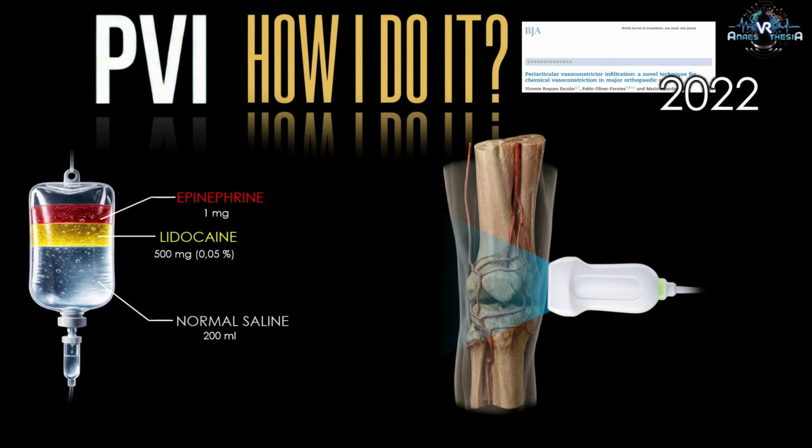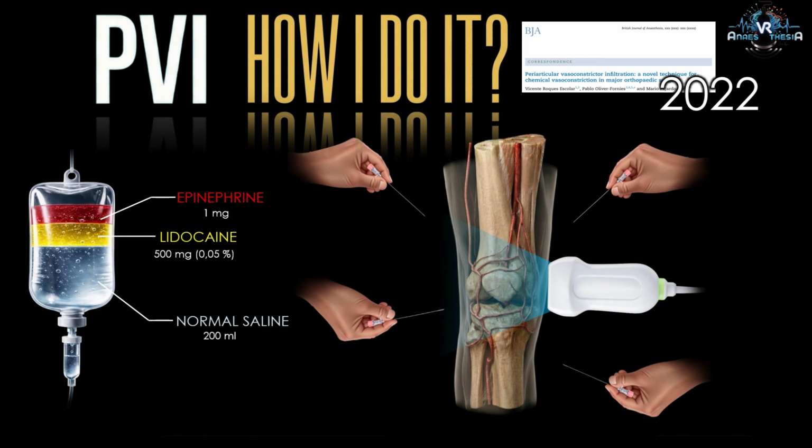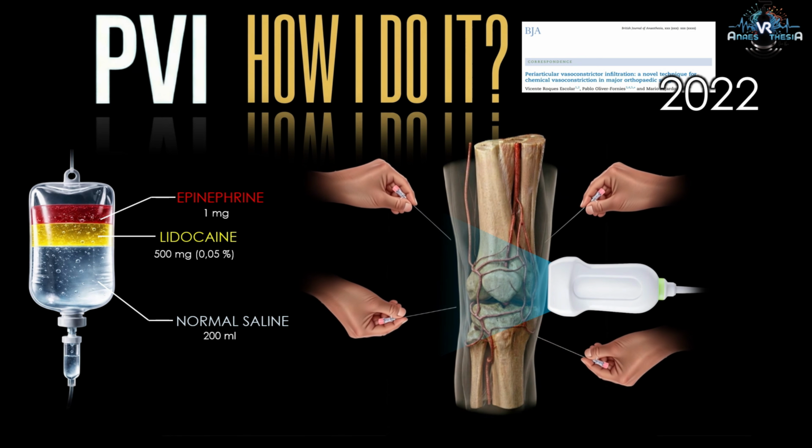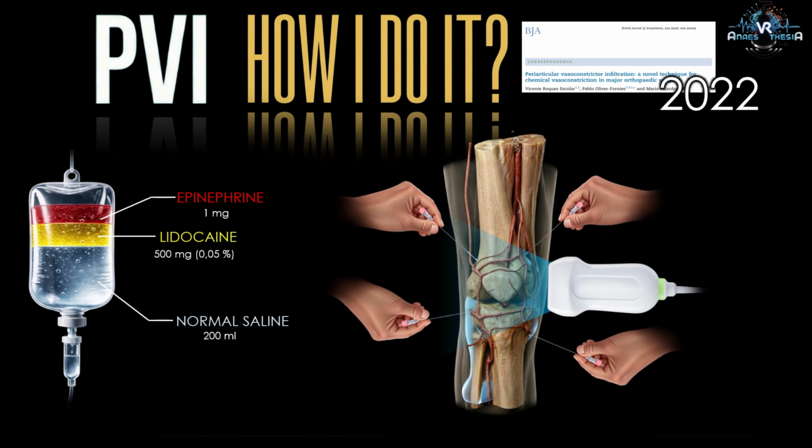PVI seeks to provide prolonged analgesia without motor block and a sufficient degree of local ischemia to avoid the use of a tourniquet, while also increasing technical safety through the use of ultrasound guidance. In this way, ultrasound not only improves the accuracy of distribution of the infiltrated solution, but also enhances control over the anatomical structures involved, promoting a more rational, reproducible, and safer application of the technique.